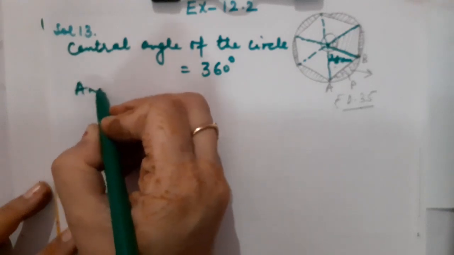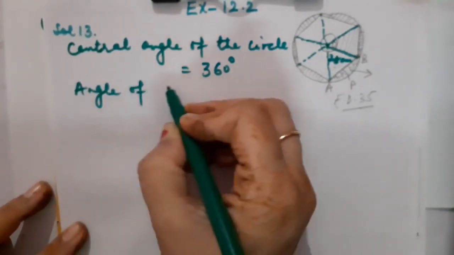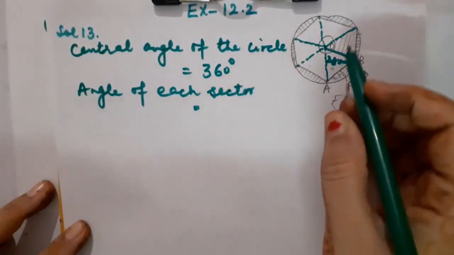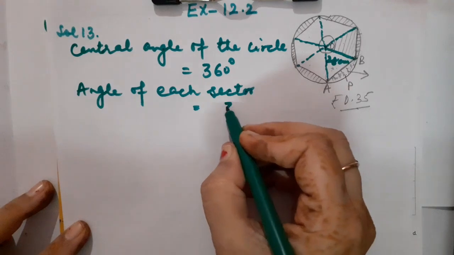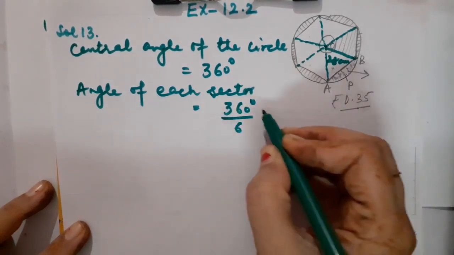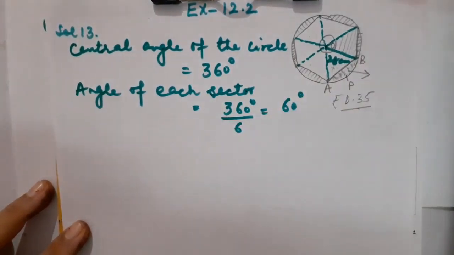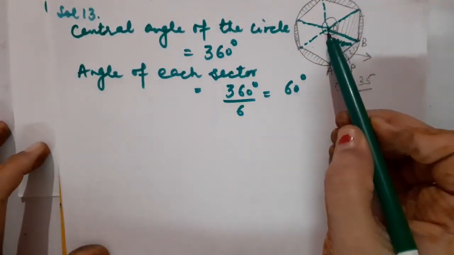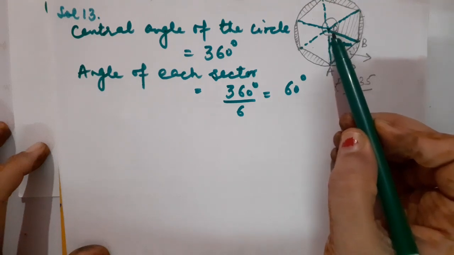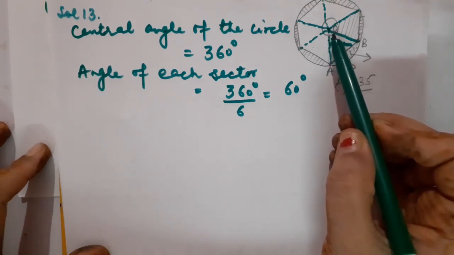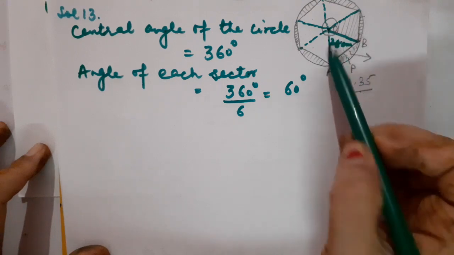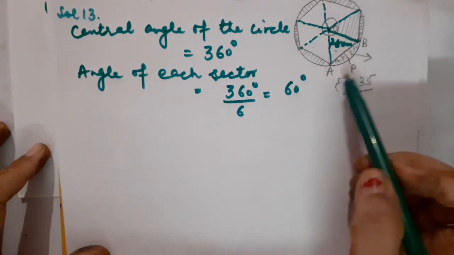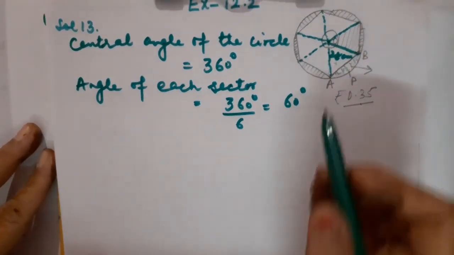So can you tell me what will be the angle of each sector? Yes, angle of each sector. For that you will have to just divide this complete 360 degree angle by 6. Why? Because there are total 6 sectors formed. Clear, children? So through this I have just calculated the angle, or I should call it the center angle, of each sector. Because you know that we will have to calculate the area of the sector, then we will be subtracting the area of the triangle. So you can choose any of the 6 sectors.